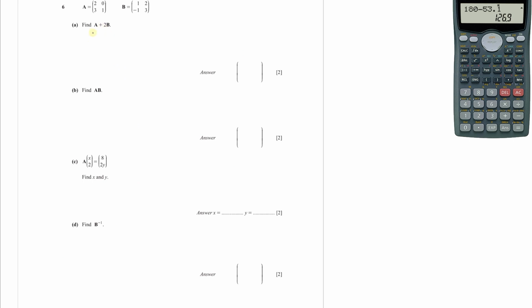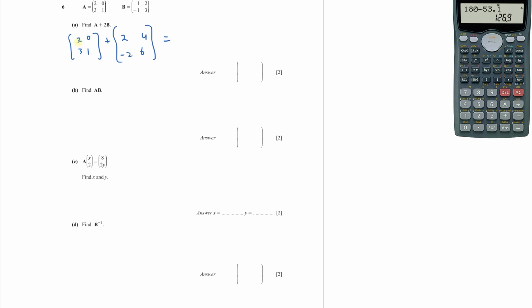Question number 6 is you're given two matrices. So part A is find A plus 2B. So A plus 2B will be 2, 0, 3, 1 plus 2B. I'll just simply multiply this 2 inside. So I will get 2, 2 times 2 is 4, minus 2, and 6. And then I'll add the corresponding numbers.